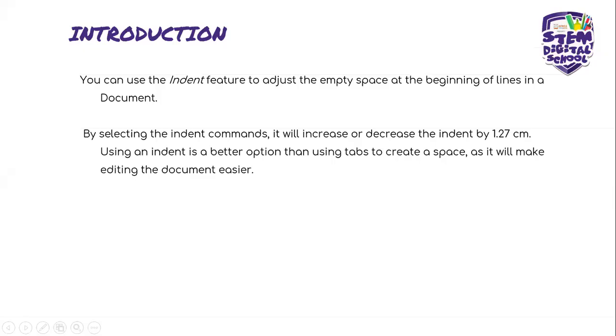Okay. So you can use the indent feature to adjust the empty space at the beginning of lines in a document. Right, so we use the indent feature to change or to adjust the empty space at the beginning of the lines in a document. Right, so by selecting the indent commands, it will increase or decrease the indent by 1.27 centimeters. I'll show you what I mean by that.